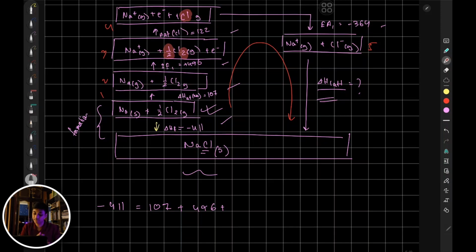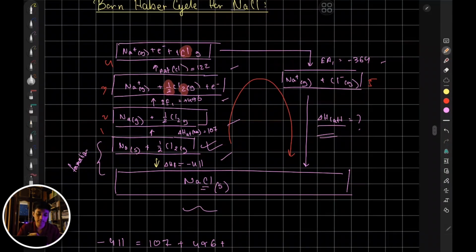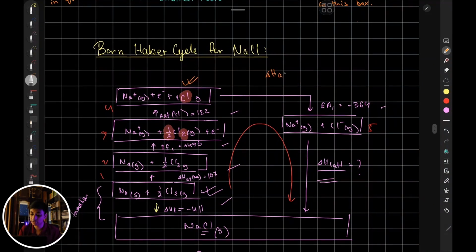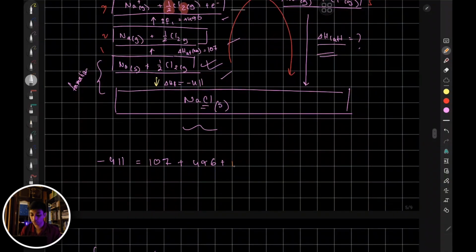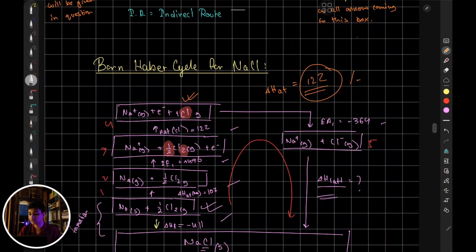So since the definition is talking about forming only 1 mole of gaseous atom, in this case you're going to take the entire value of enthalpy change of atomization. Let's say del H at is given as 122, and you're going to take this entire value and put it over here. You're not going to have this half, because you can't really take half of an atom. You have to take 1 mole of an atom.